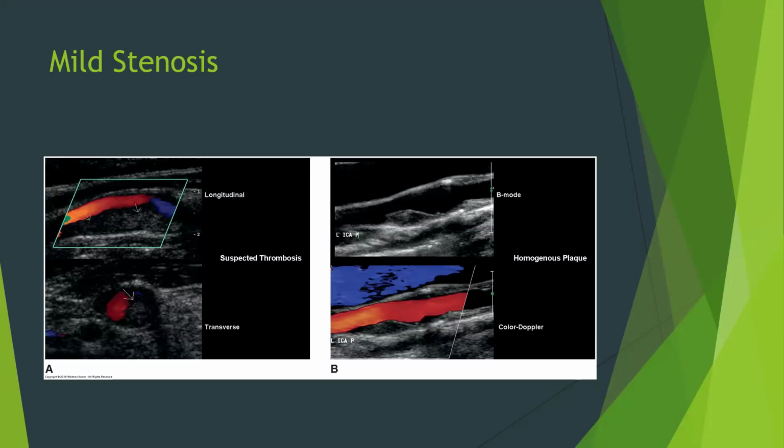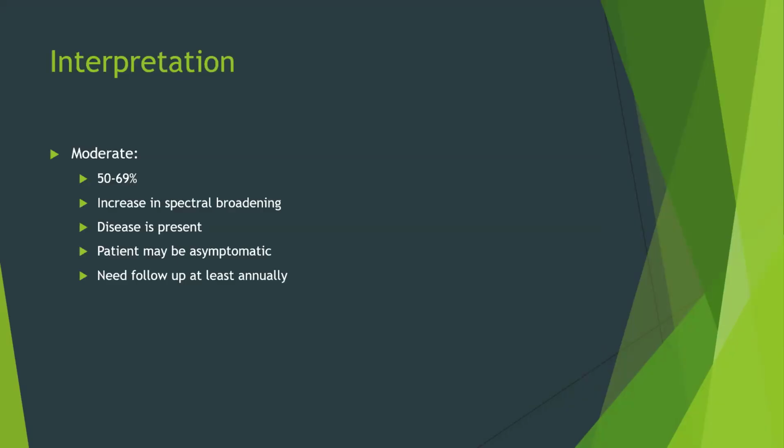So just because you might measure it doesn't mean that there's elevated velocities, okay? We're not the gold standard when it comes to measuring diameter reduction. That's CT, but we rely a lot on the velocities. So interpretation of the moderate stenosis here, 50 to 69%. So all of a sudden we're above that 180 mark. We're in that 180 to 230 centimeters per second, and we're in that 40 to 99 centimeters per second as far as our end diastolic velocity.